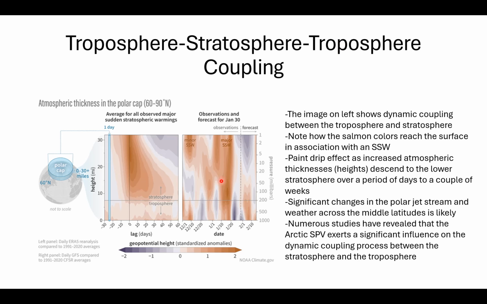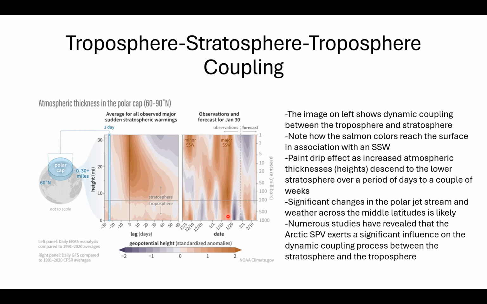not? Now, this was an example showing this pink salmon color here. Does this reach all the way to the surface? Now, in this example here on the left, right where my red laser pointer is, this was an example between the 10th and the 20th of January in this particular year, where you have this pink salmon color go all the way from the upper stratosphere down to the surface. This is an example of a coupling effect.